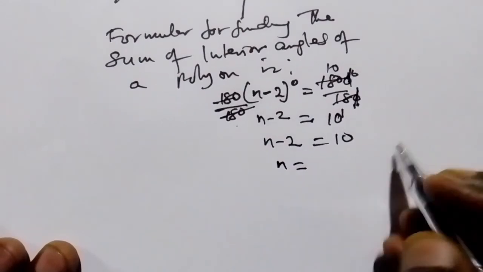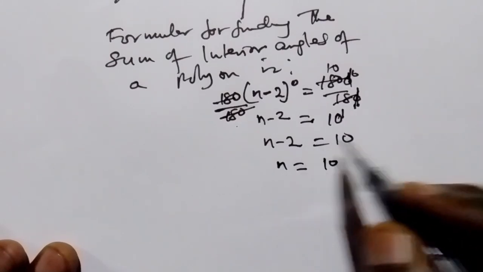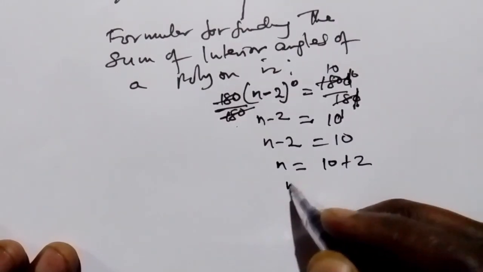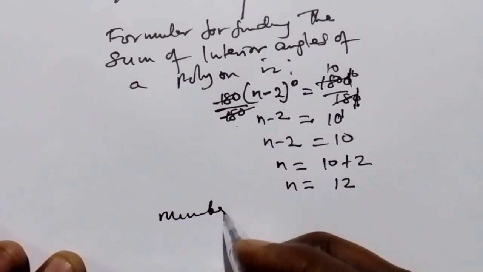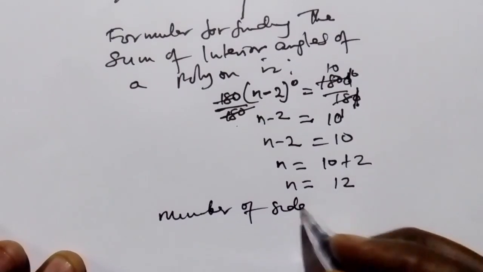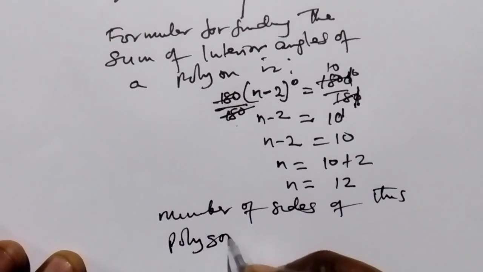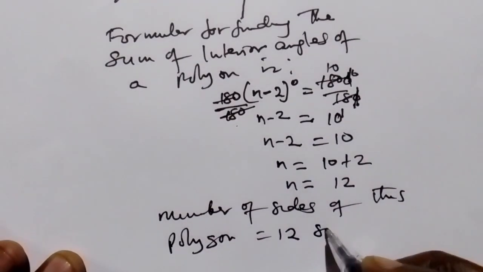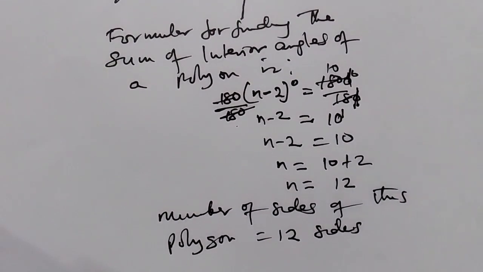N is equal to 10 plus 2. Negative 2, when we bring it to the other side, becomes positive, plus 2. N is equal to 12. So the number of sides of this polygon is 12.